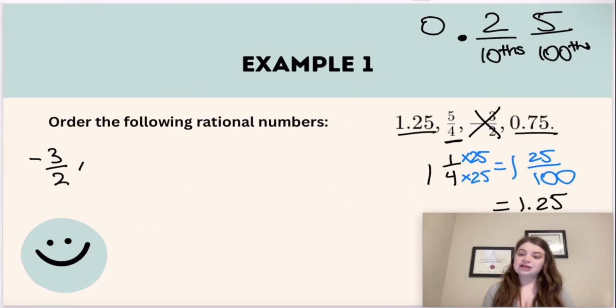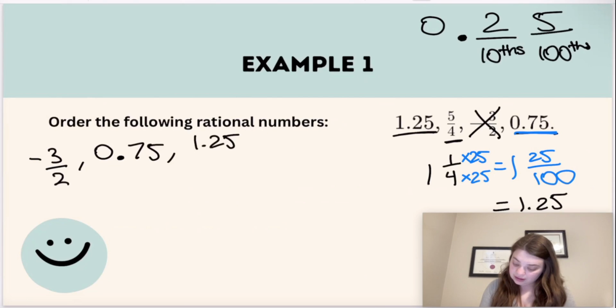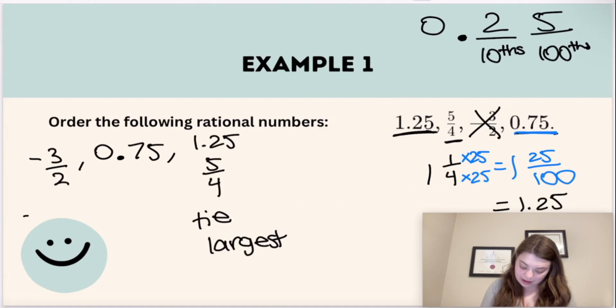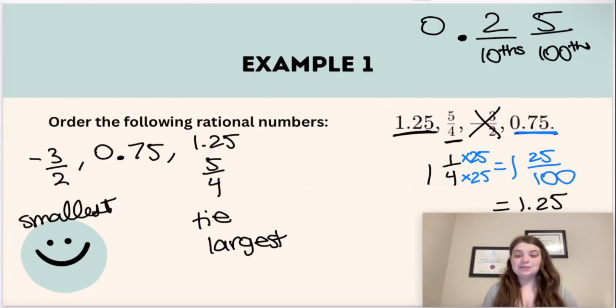So what does that tell us? Well, that tells us that the next biggest after the negative number would be 0.75, because that's 0 point something. And so something that's less than 1 is definitely going to be smaller than something greater than 1. And then 1.25 itself and 5 over 4 are a tie for the largest, right? So they're a tie for the largest value. And then over here we have the smallest value, and then 0.75 is in the middle.